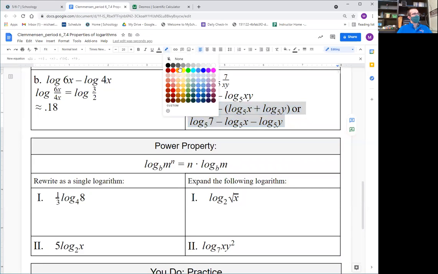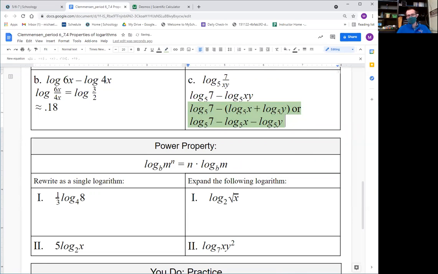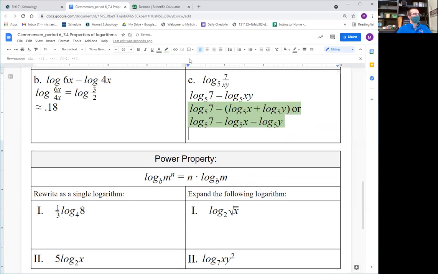So let's change this a little bit. Let's do a little bit of highlight color so we know that this is correct. Put it in green. So either of these two answers would work. I would accept both of these answers as a correct answer. Are there any questions on that? Yeah, I can repeat C.